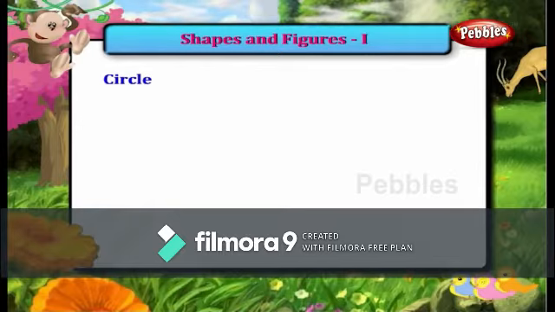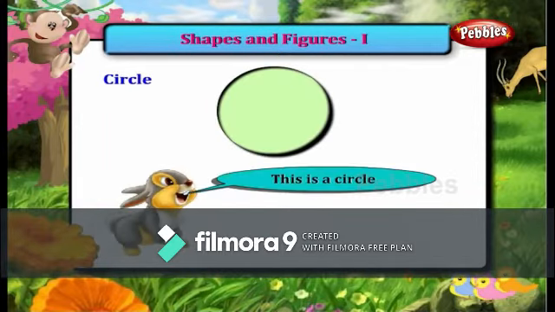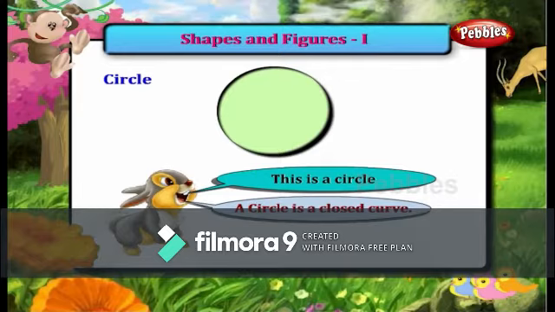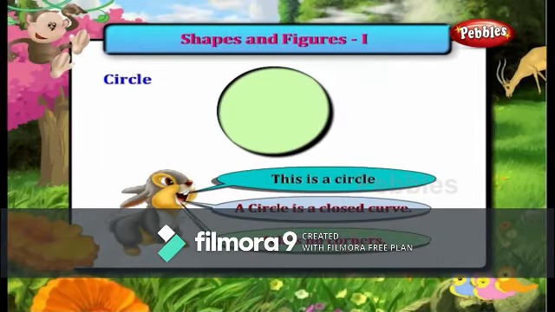Circle. This is a circle. A circle is a closed curve. It has no corners.